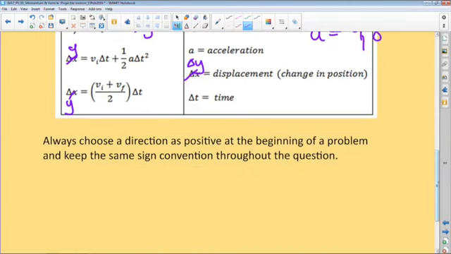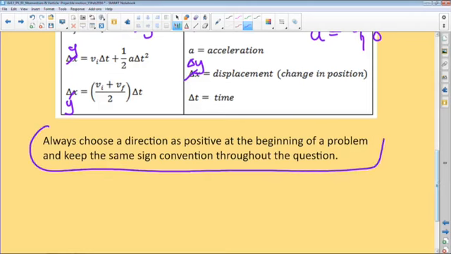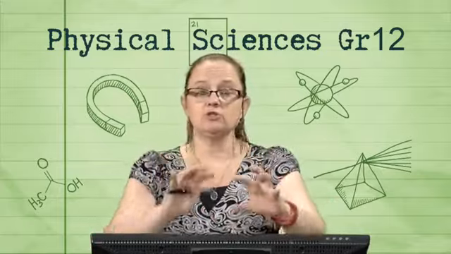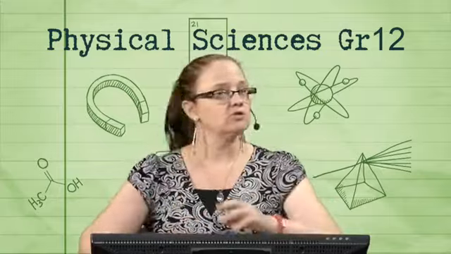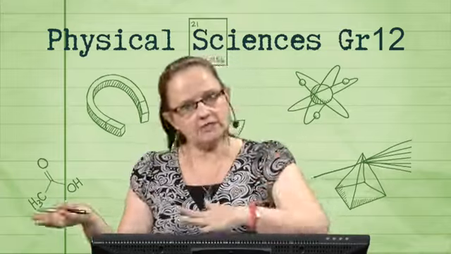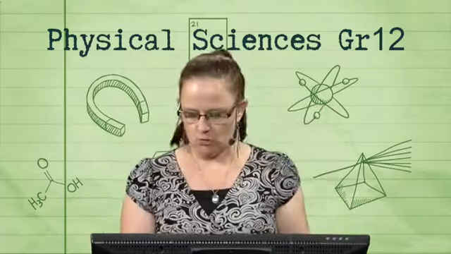We're going to do a problem together now. Always choose a direction as positive and stick to it. You can't change your mind halfway through the question and go, well, down was positive for this part, but now I'm going to make up positive. You can't do that, because then when you do your substitutions, the marker at the end of the year is going to mark it wrong because you've now changed your sign convention. So what should be positive has become negative, and that doesn't work, okay?